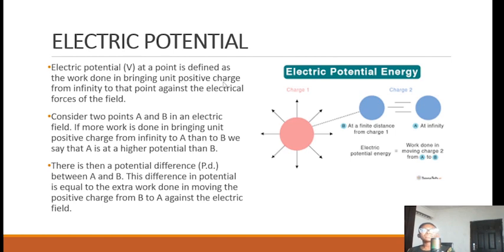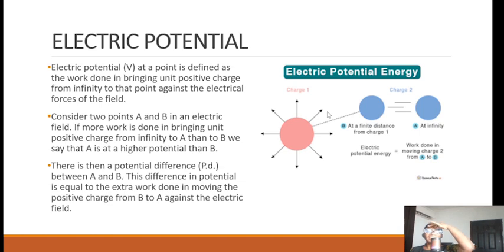You remember when we talked about work done? Work done is force times distance. That is why it is work done. Without moving through a distance, without it leaving where it is, work has not been done. So electric potential at a point is defined as the work done in bringing a unit positive charge from infinity to that point against the electric force of the field.